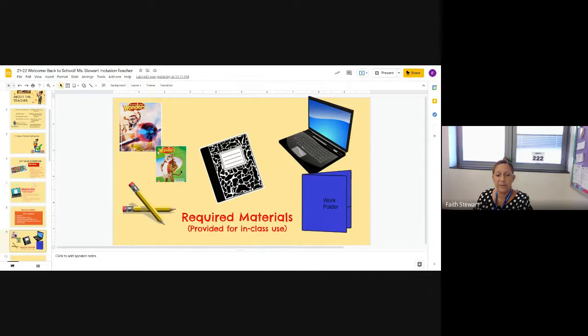So this is just a copy of the Reading Wonders, and these are the materials that we use. We have an ELA book, we have a vocabulary book, we have a writing book, we use the Chromebooks, we have work folders that consist of each student's writing. These are the required materials, all right?